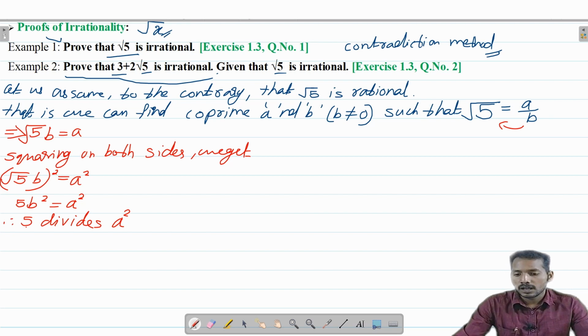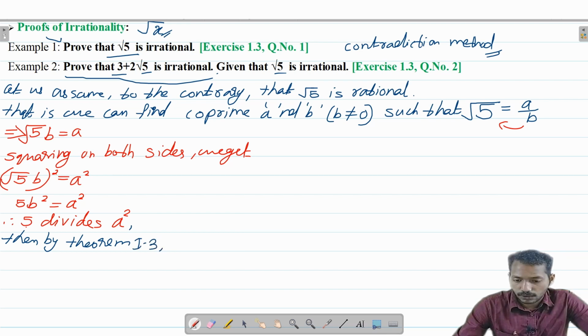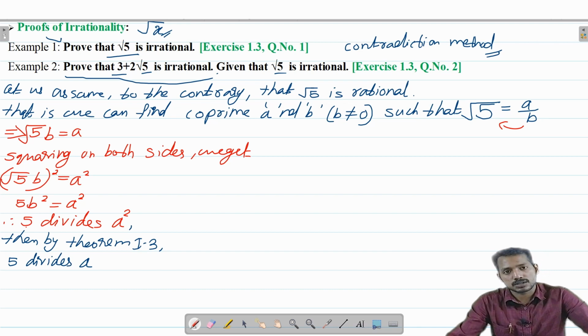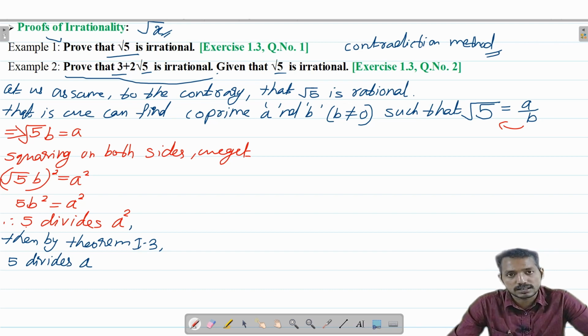We got it. Then by theorem 1.3, we are going to apply the theorem. If 5 divides A square, then by theorem 1.3 we can say that 5 divides A also. Because according to this theorem, if a prime number divides the square of an integer, then it also divides that number itself. Clear? This is the first statement.